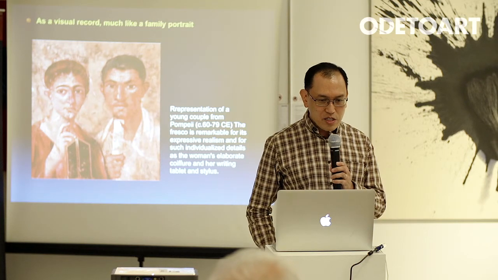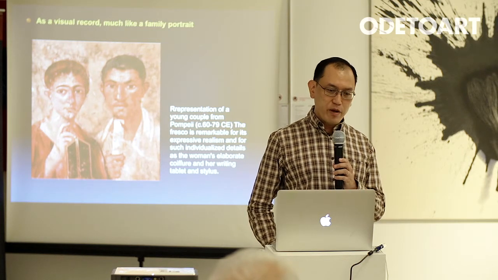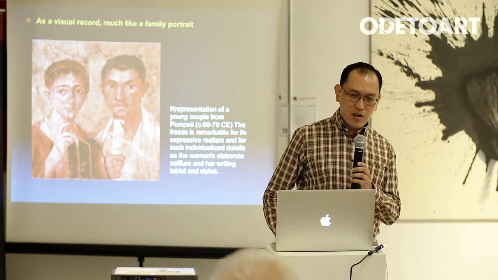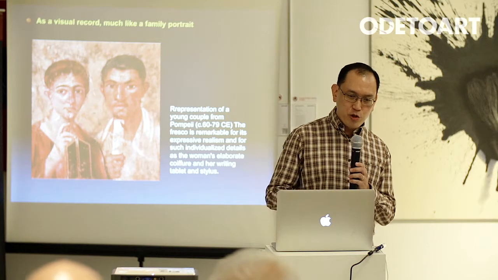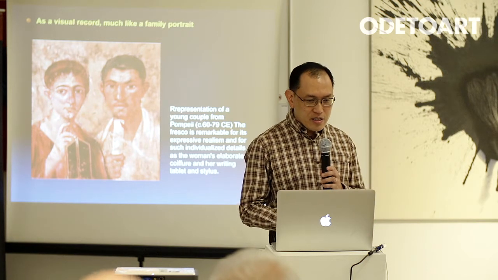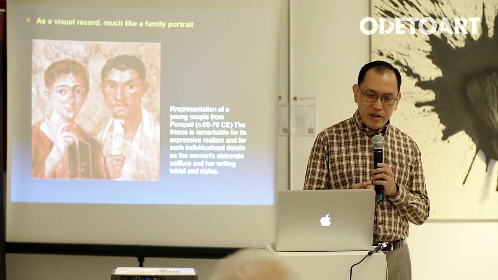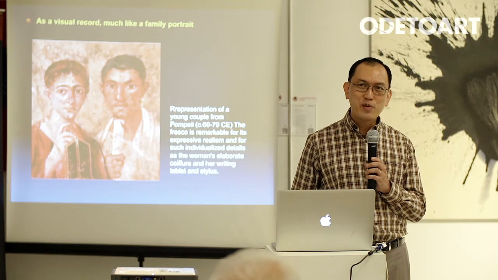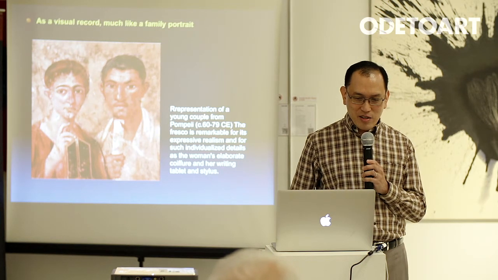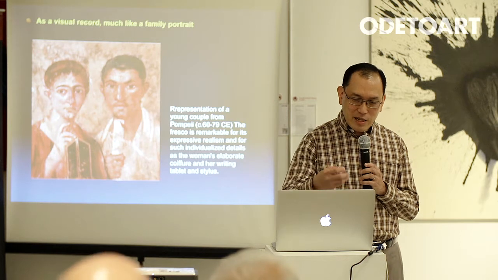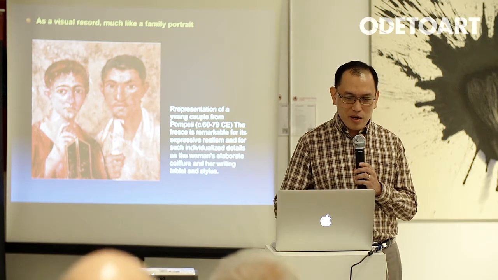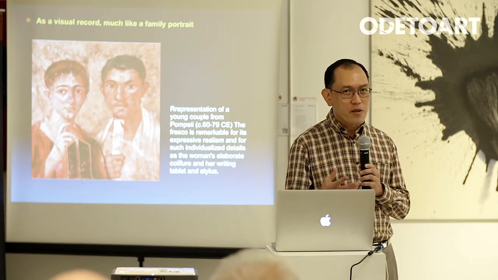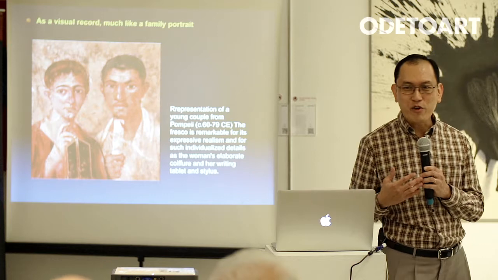So this is considered to be a marriage portrait. Now, how do you know it's a marriage portrait? Because they carry certain things. You can see that on the left, the man is carrying a scroll. On the right, the lady is carrying a stylus and a tablet. Those objects led some to believe that it was a portrait commissioned to commemorate their marriage. It's like what we do today to have our photographs taken.